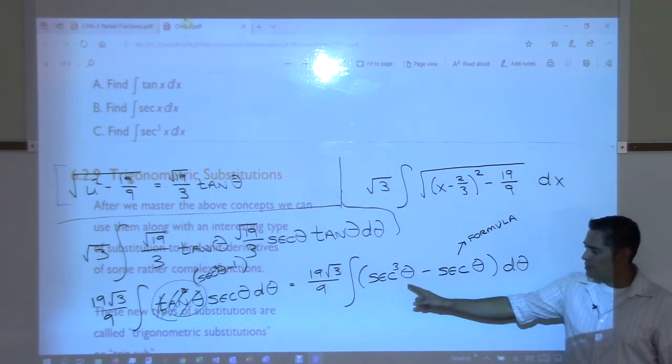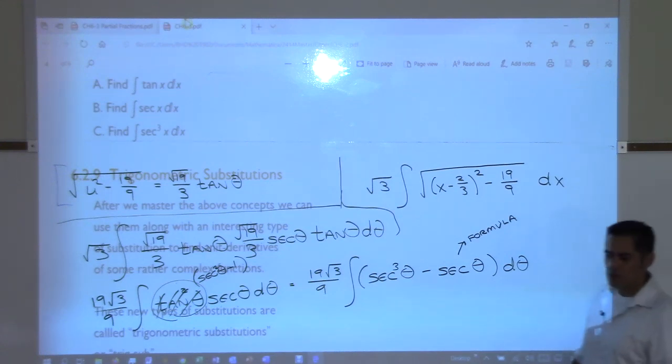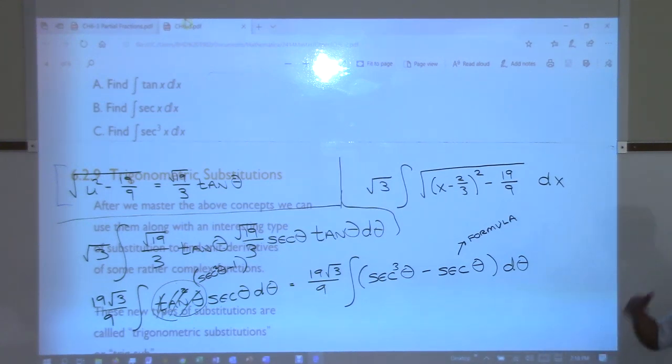Secant cubed, just double check. I do not believe that's on your formula sheets. Secant cubed is not on the formulas that I provide you. They are in the back of the book. It's in our notes, but it's not on the formula sheets, though, right? It's not. Yes? We take out a secant and then add a secant squared. If you take out a secant, you have a secant squared.